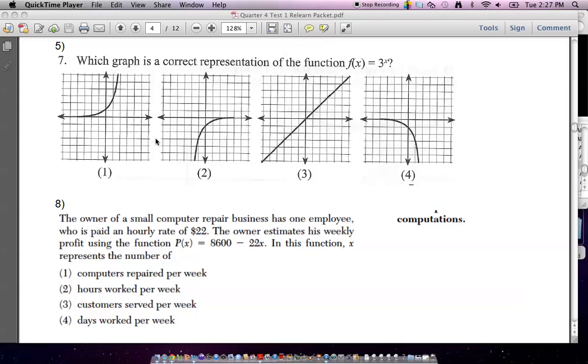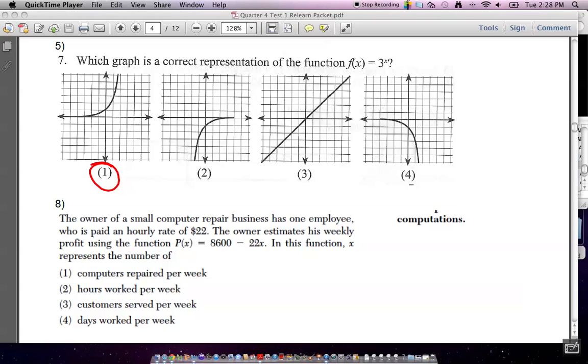Right, so here we are on to part 2 of the test. Let's do some explaining and let's go over these questions. Which graph is the correct representation of f(x) = 3^x? Boy, I don't think anybody missed this question. All you need to do is type it into the calculator. If you type it into the calculator, you will see that choice 1 is correct.